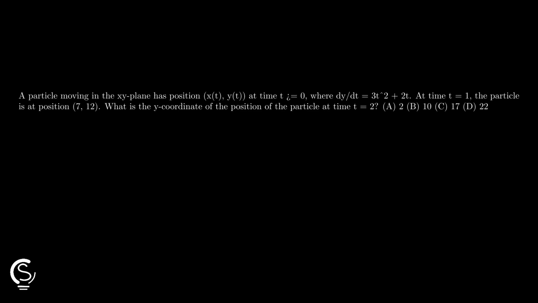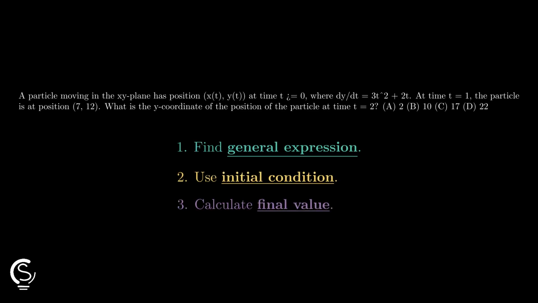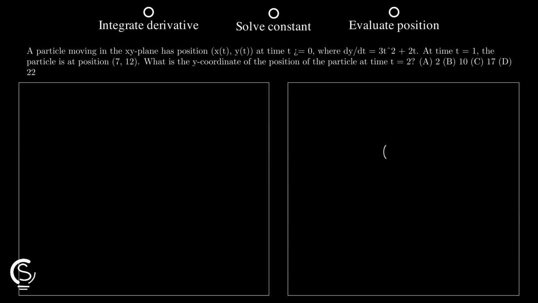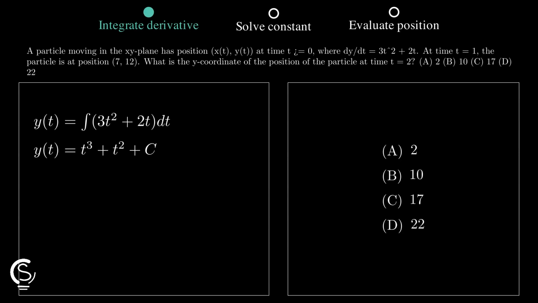Calculus problems involving velocity functions are actually quite simple if you follow this three-step pipeline to find the exact position of an object in motion today. First, we integrate the velocity function dy by dt to find the general position equation. Adding the constant of integration c is essential for capturing all possible paths for our function.